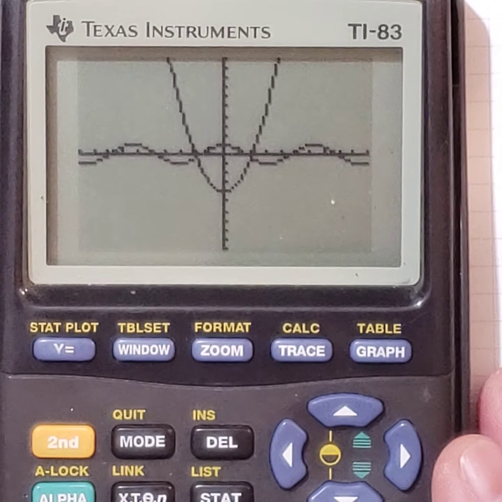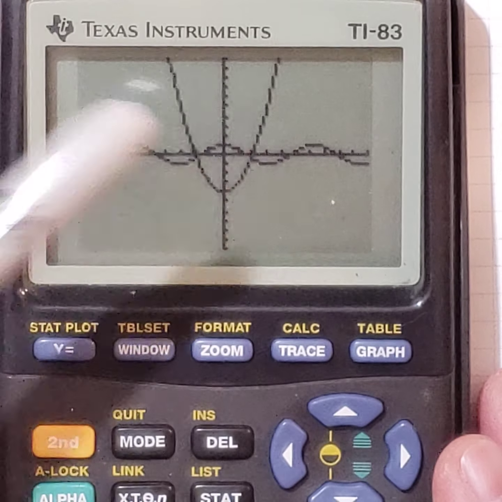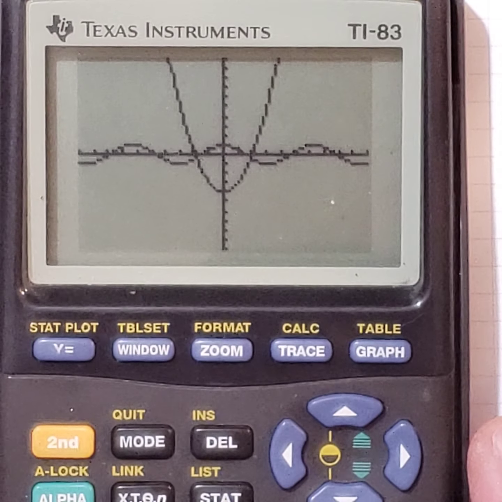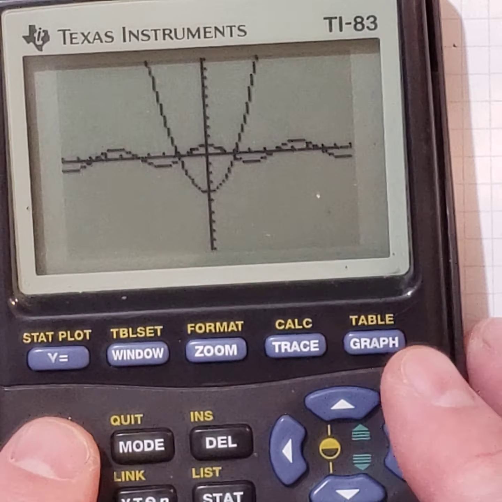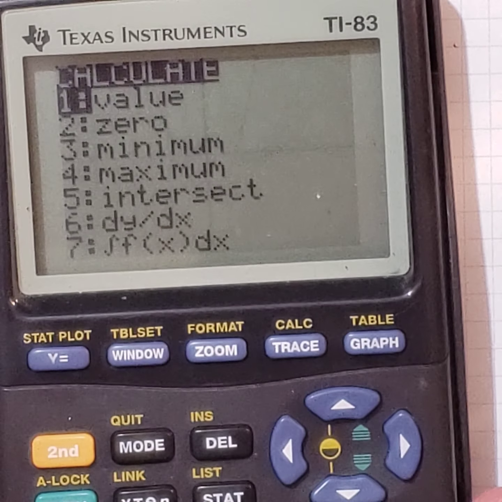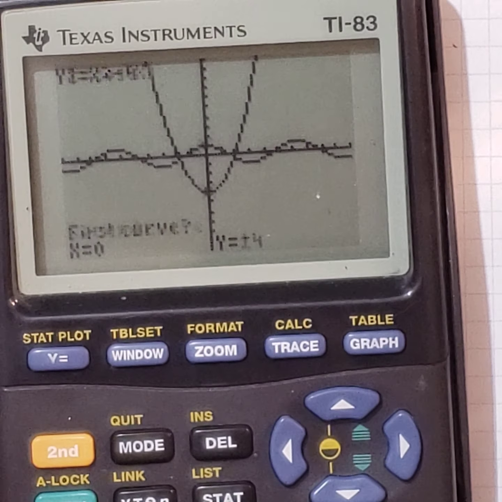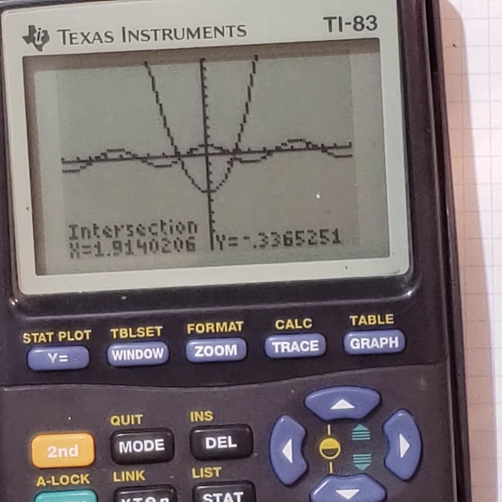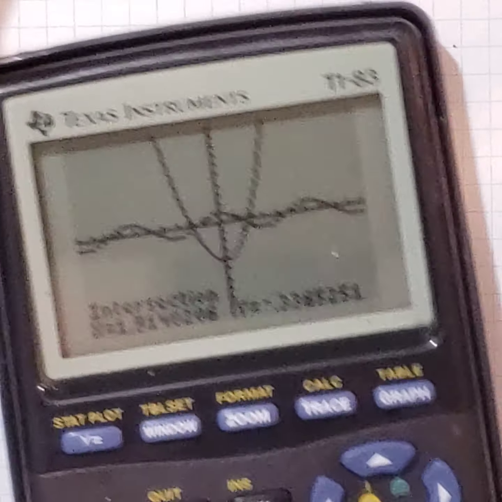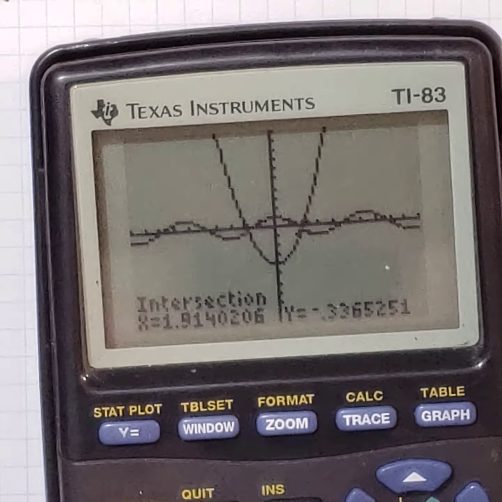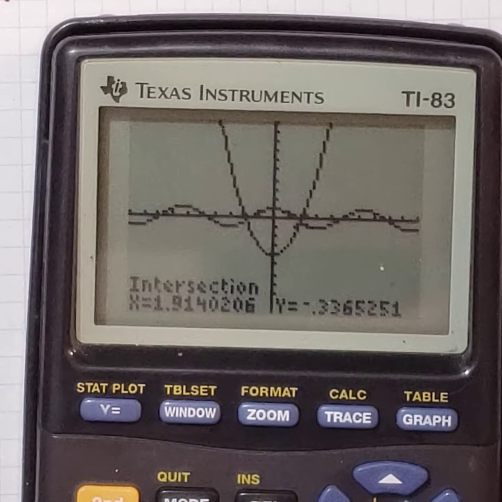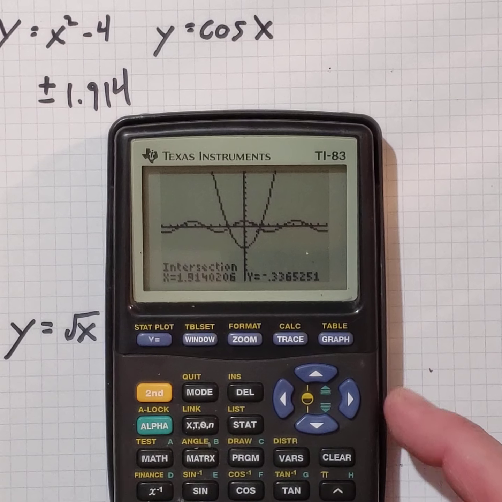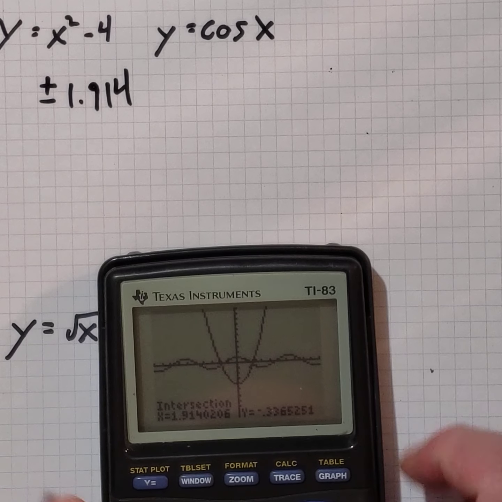Okay, we can see that they intersect at some point there and some point there, somewhere near positive and negative 2, but not exactly. So let's find that. Let's do second calc 5 for intersection, and then enter, enter, enter. And we'll see that that point of intersection is 1.914, give or take. And since they're both symmetric, that'll be on the left and the right hand side, negative and positive 1.914.